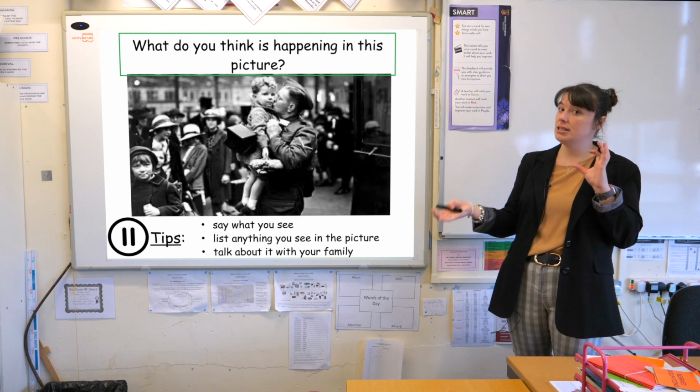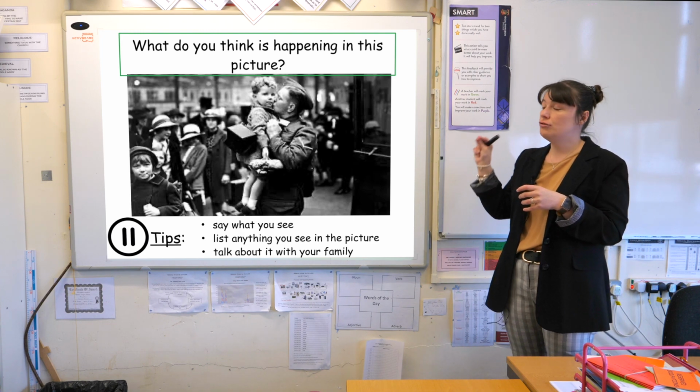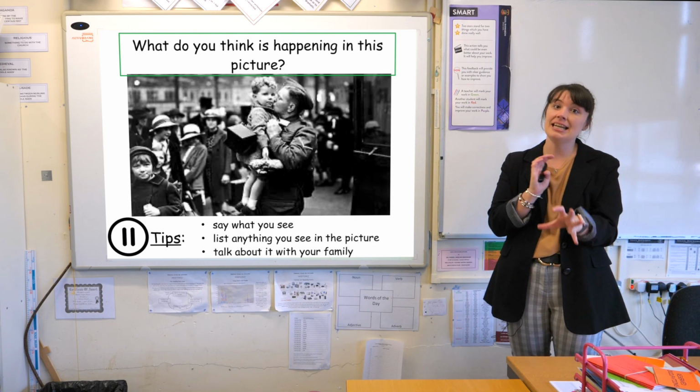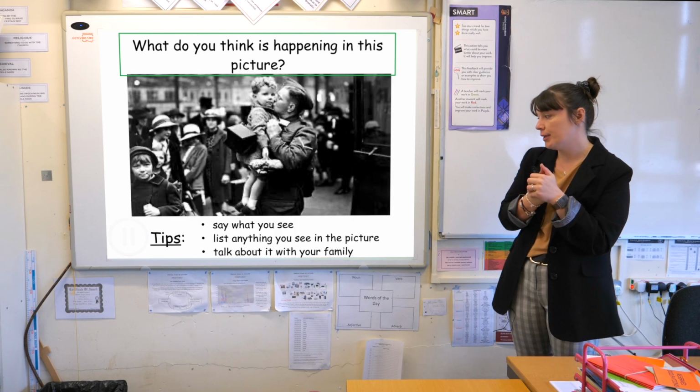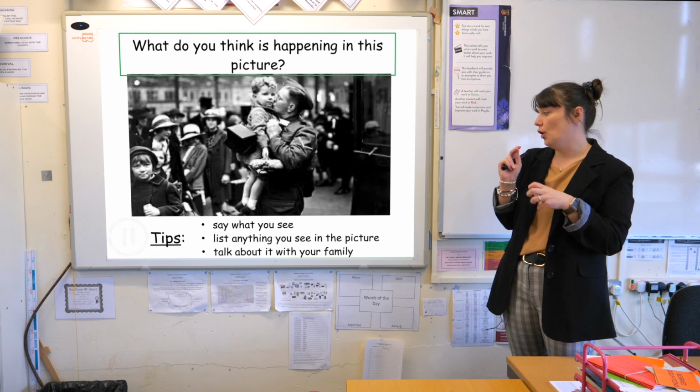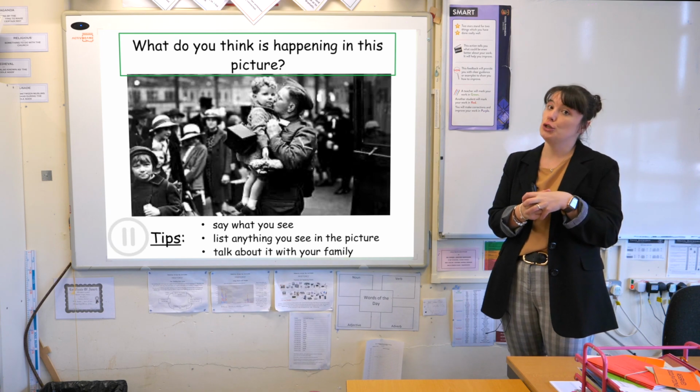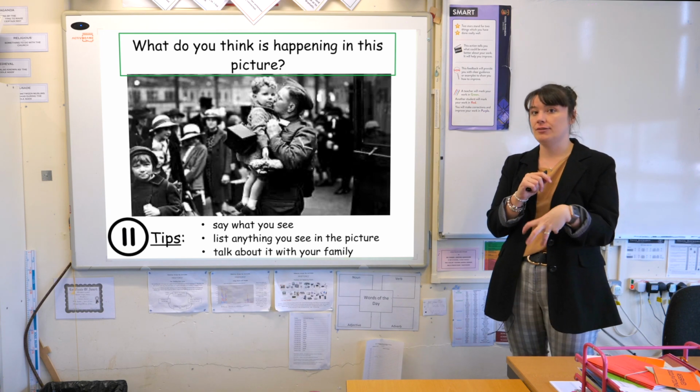As Stephen Mulhern does in his Catchphrase TV programme, you literally look at the image and you pick anything out that you can see that might tell you what is happening in this picture. Talk about it with your family and see what you can do. So you might want to pause it now to have a discussion.